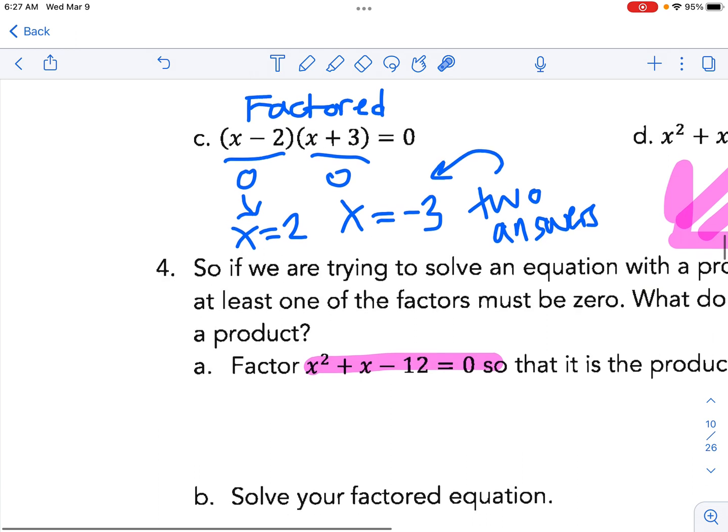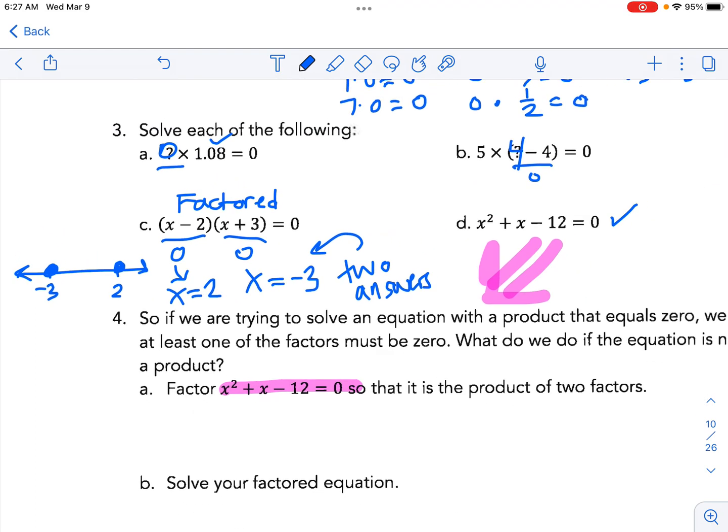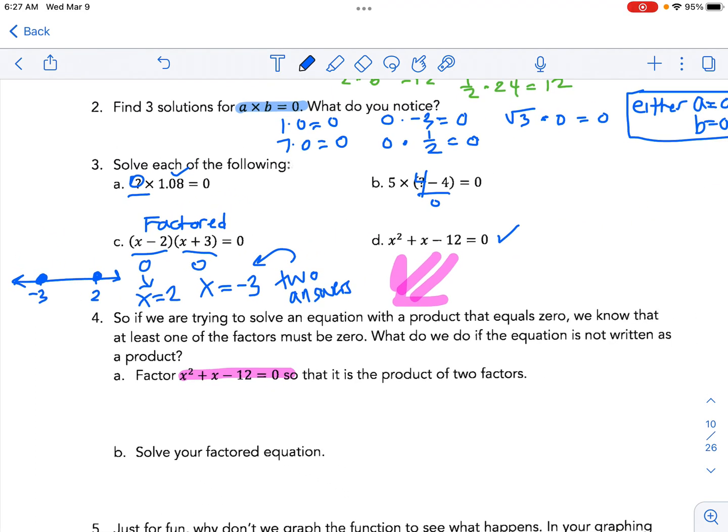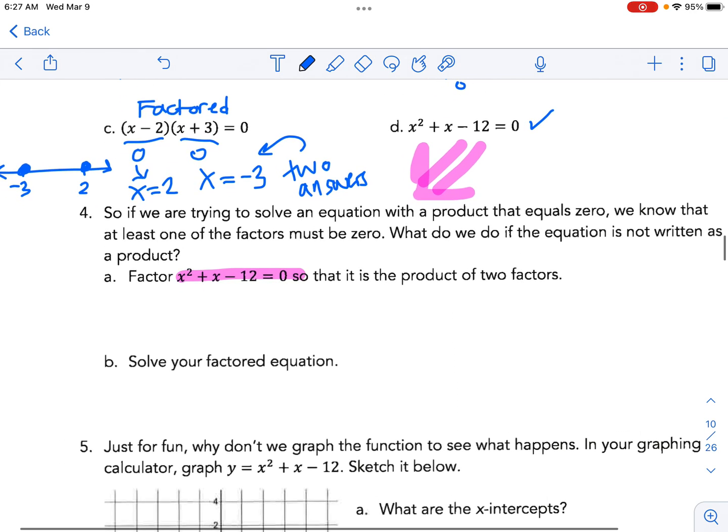Actually, it's going to become so important, I'm going to mention it here. If we would graph these solutions on a number line, we would have -3 and +2, and these would be our solutions on the number line. All right, that's how we graph solutions on a number line. You'll figure out why that's important as we go through this investigation.